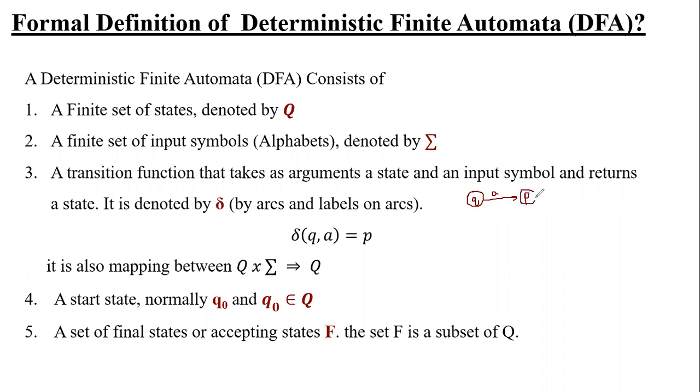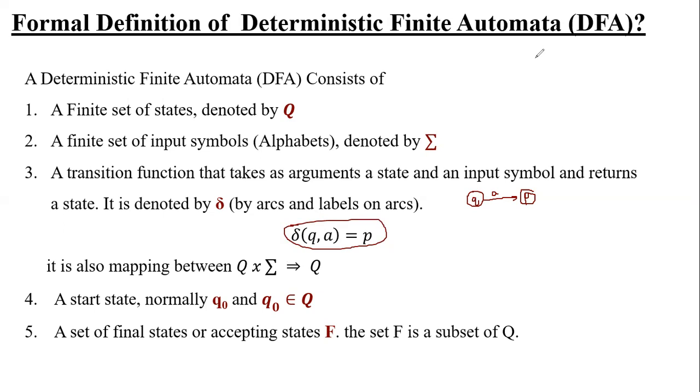Now, as we have mentioned in this transition function, delta is the symbol that defines the transition function. This function takes two arguments, Q and A, and gives as the output the next state. So every transition that is provided in the DFA has an equivalent transition function. It is also a mapping from Q times sigma. It means for every state, there are at most as many transitions as the number of input symbols in the sigma.